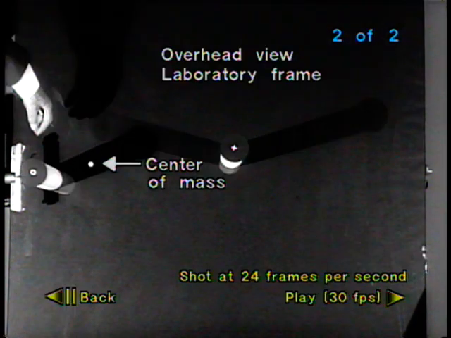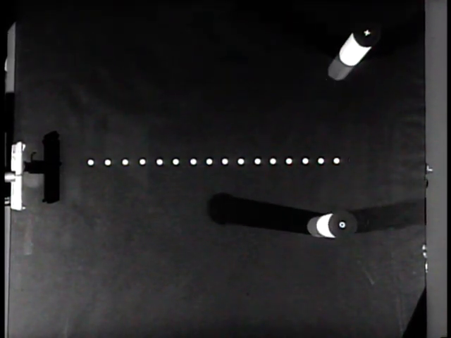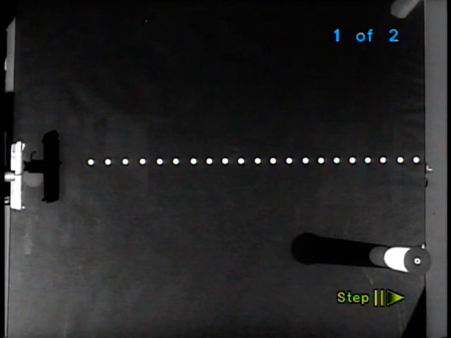With pictures from a fixed overhead camera, analyze the motion of the two pucks. With pictures from a fixed overhead camera, analyze the motion of the center of mass.